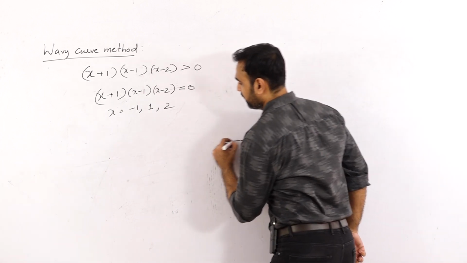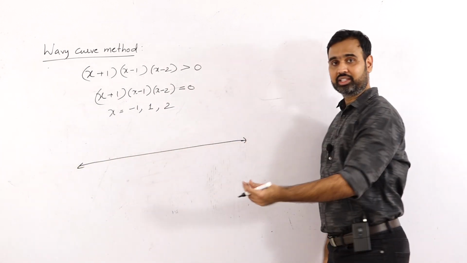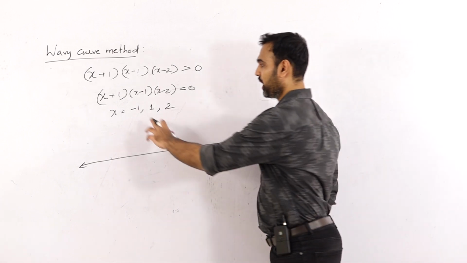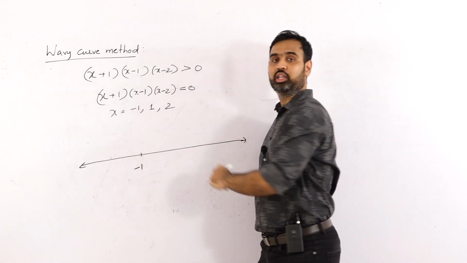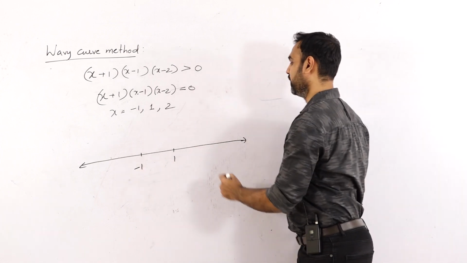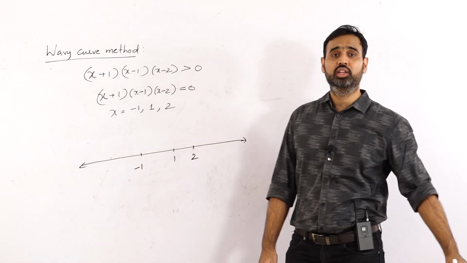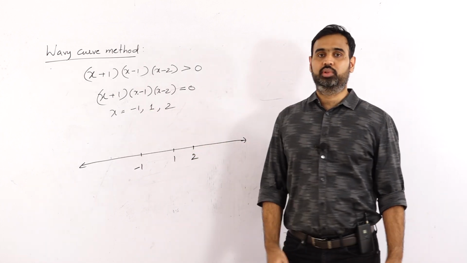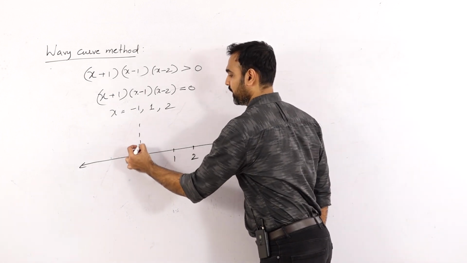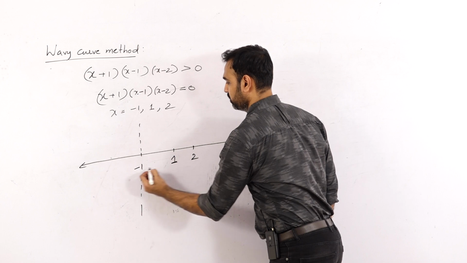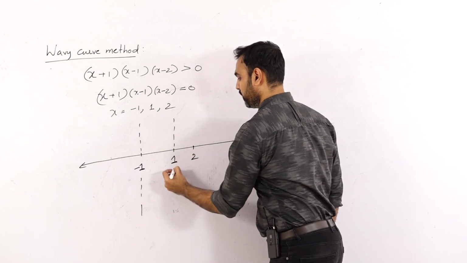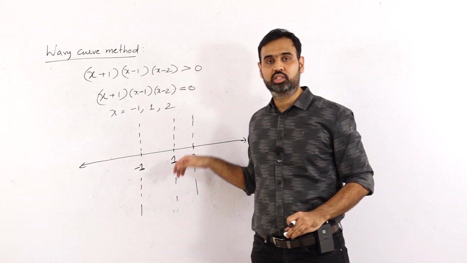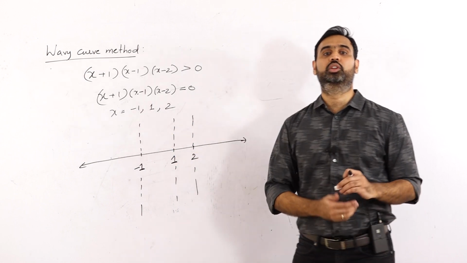Now let us draw the number line, the x-axis, and mark these three roots on it. Let me mark first minus 1, the smallest of all three, then 1 towards the right of minus 1, and then 2. So I am marking all three roots on the number line. What after this step? Let us draw perpendicular lines exactly at the roots, like this. These are the perpendicular lines that I am drawing exactly at the roots.